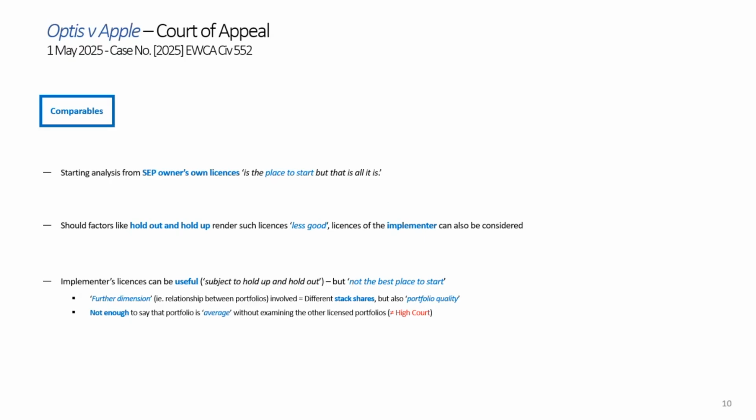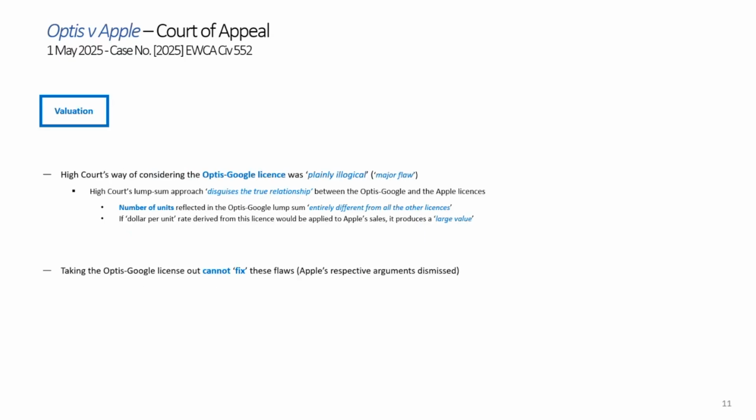Of course, as we've seen, the High Court did not consider only licenses by Apple, but also one license by Optis. This was the Optis Google license. But the Court of Appeal found that the way the High Court had done that was plainly illogical, and it found that it was a major flaw. Because what the court did here was to basically use the license of Optis in the same way as any other license that was considered, all of which, however, were licenses of Apple.